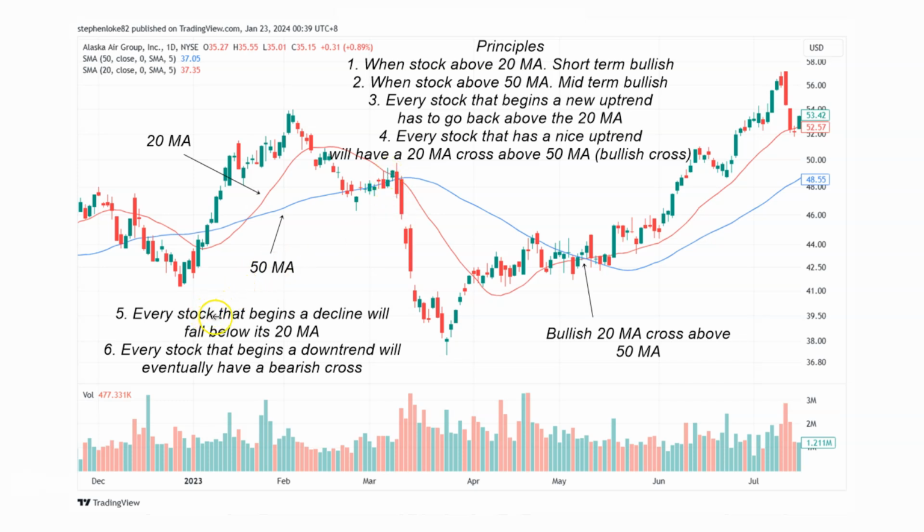And the sixth principle I want you to learn is every stock that begins a new downtrend will eventually have a bearish cross. So this is not a prolonged downtrend, but if there is a prolonged downtrend for many months, it always starts with a bearish cross where the 20 MA crosses back below the 50 MA. So with these six principles in mind, we will move into the construction of the trading strategy.